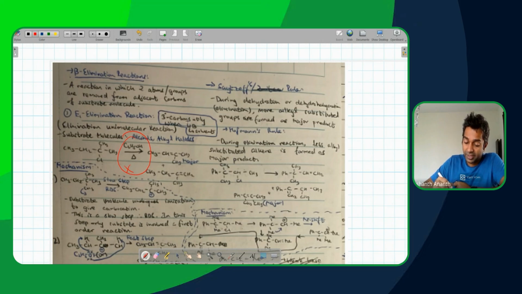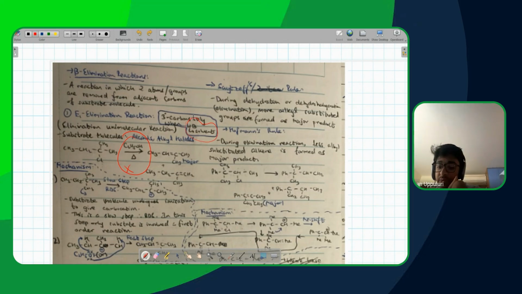what does this basically mean here? What is it supposed to be? So when the solvent is a weak base, then... Okay. Weak base.